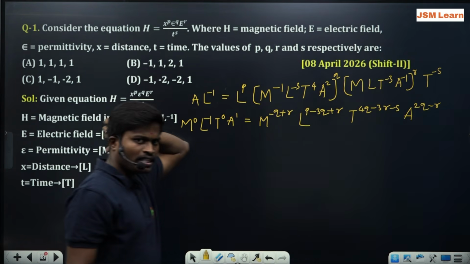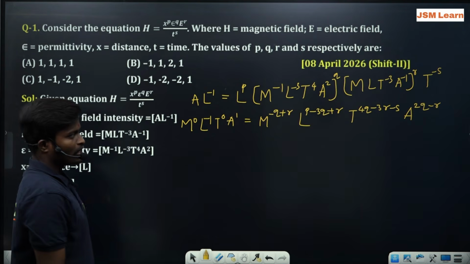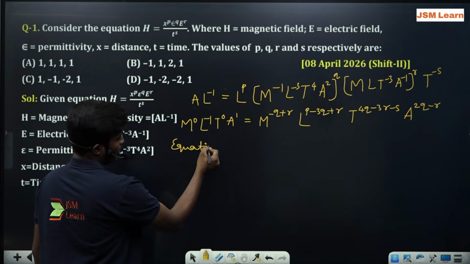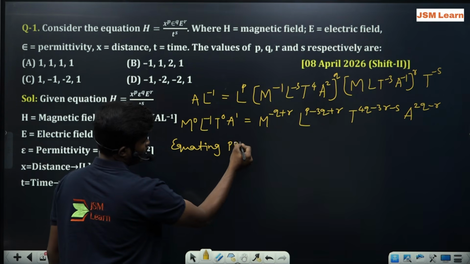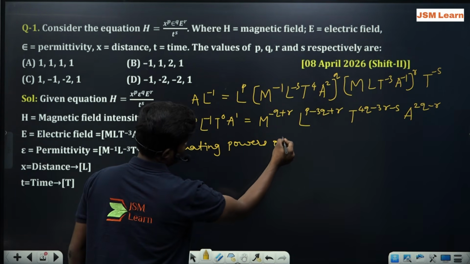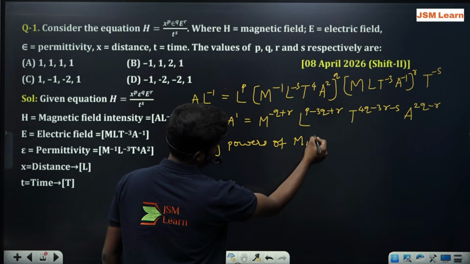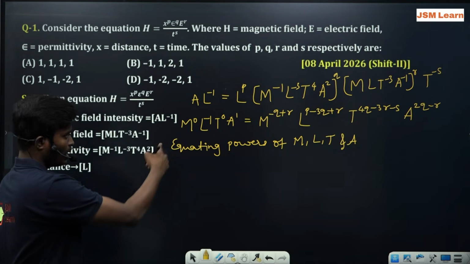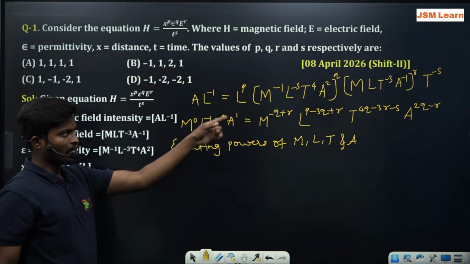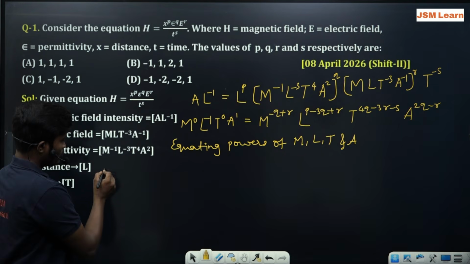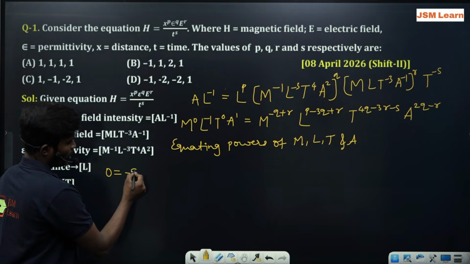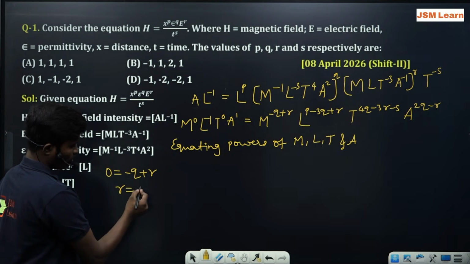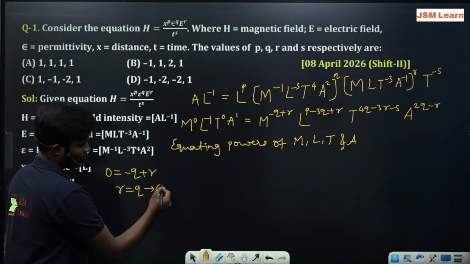After writing this, we just have to equate the powers. Equating powers of M, L, T and A. For this, on the LHS, M power 0 is there, on the RHS minus q plus r. So 0 equals minus q plus r, then r equals q. Let it be equation number 1.